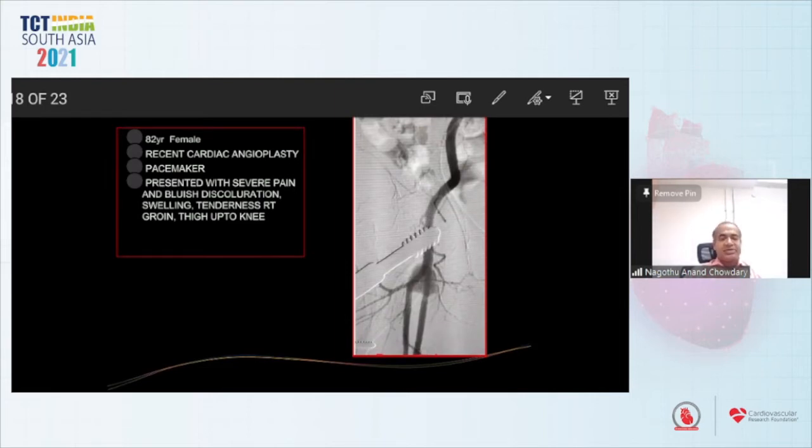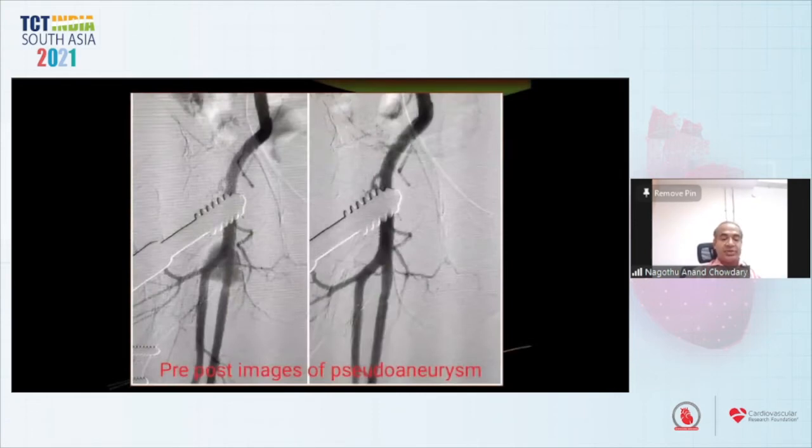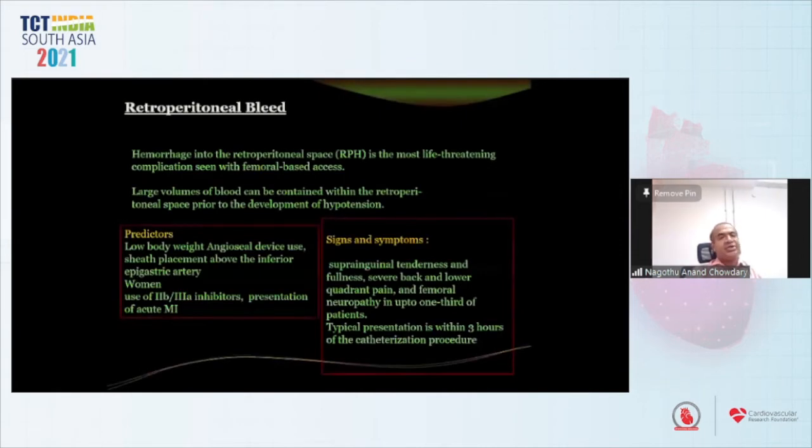Now next you can see that there is a pseudoaneurysm, though the puncture site is well in position. But since this lady is very old, there are calcified vessels, so inadequate compression and early mobilization would have caused this pseudoaneurysm in this patient. Here you see the first image showing the pseudoaneurysm and the second one showing the post-thrombin injection percutaneous exclusion of the pseudoaneurysm.